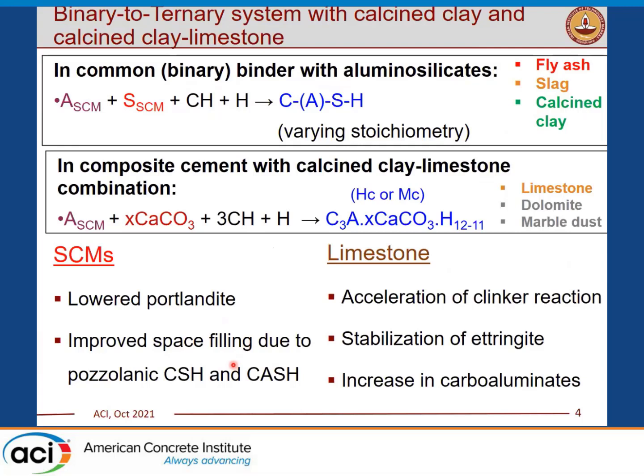Where it becomes more interesting is the use of clays in combination with a carbonate source like limestone, dolomite or marble dust, where the reaction of the excess aluminate, especially from calcined kaolinite based clays, with the carbonate produces the carbo-aluminate hydrate phases. The additional benefits from limestone, like acceleration of clinker reaction and stabilization of ettringite, along with the reaction of carbo-aluminate phases, produce a very diverse phase assemblage, which produces interesting performances in cementitious systems.